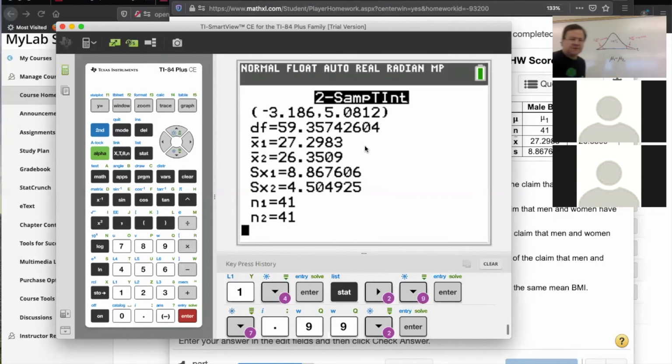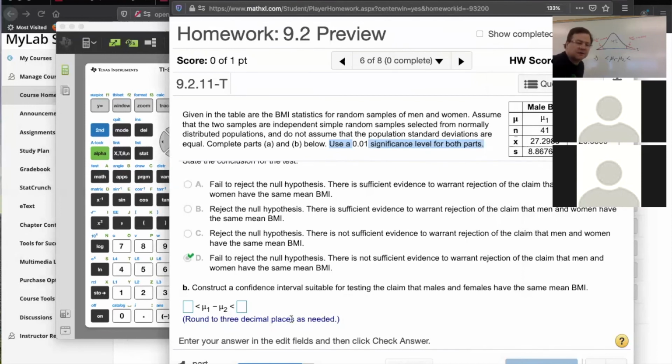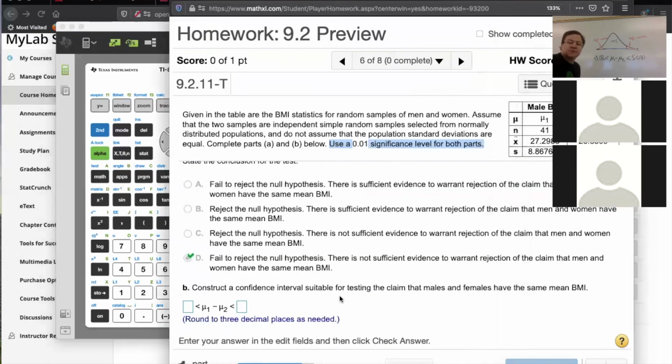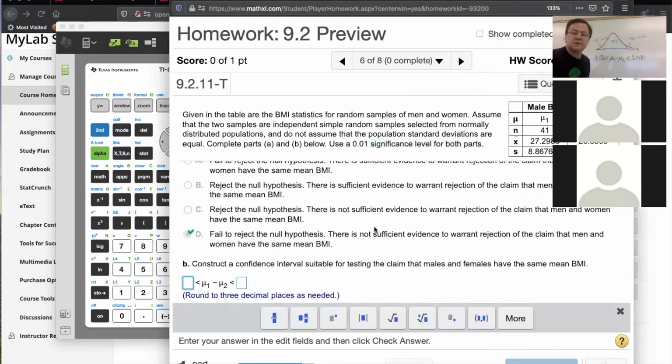And what you see here is a confidence interval for the difference between the population means. And what I get is negative 3 point, how many digits do I need? I guess 3 decimal places is what's required. So negative 3.186 and positive 5.081, since they went 3 decimal places. So construct the confidence interval suitable for testing the claim. That's going to be negative 3.186 and 5.081.